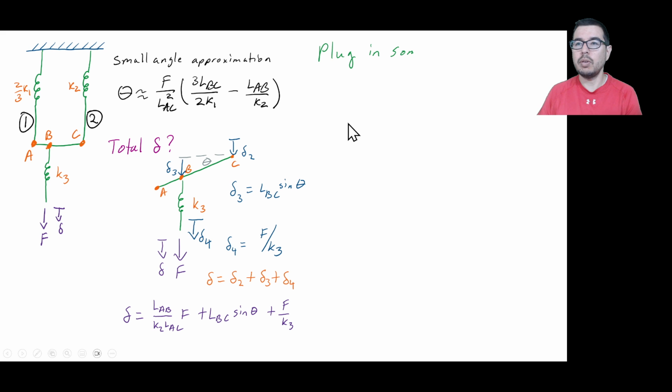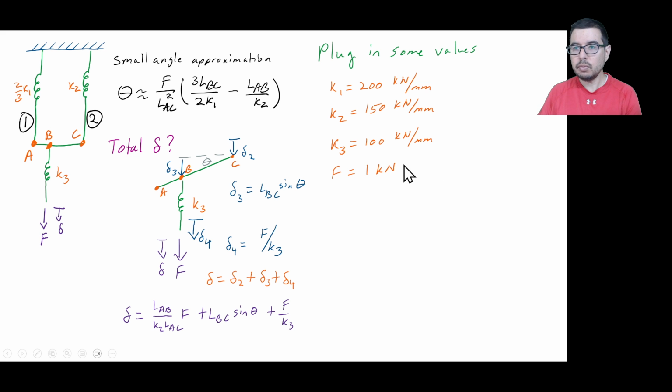And what are we going to do? We're going to plug in some values. We have K1 equals 200 kilonewtons per millimeter, K2 is equal to 150 kilonewtons per millimeter, and K3 is equal to 100 kilonewtons per millimeter, and F is equal to 1 kilonewton. Now, to make this problem a little bit simpler for the assignment, you can implement all of this if you like in a calculator, that's fine.